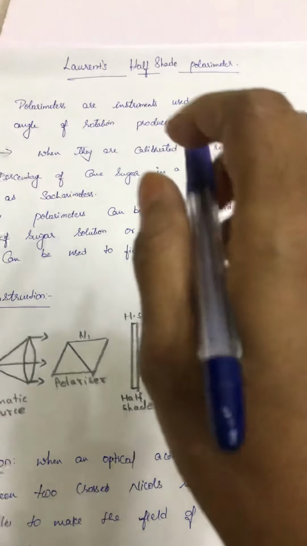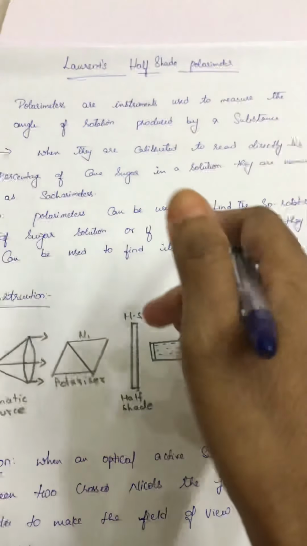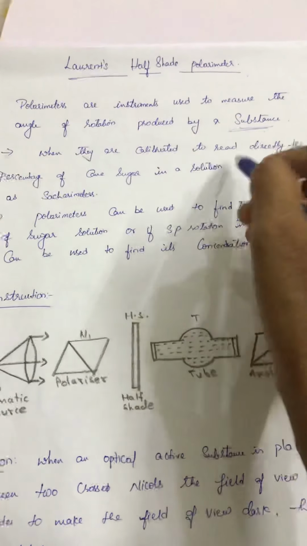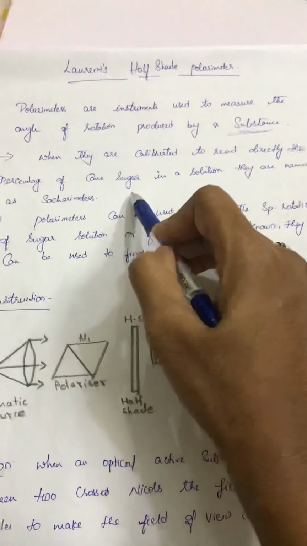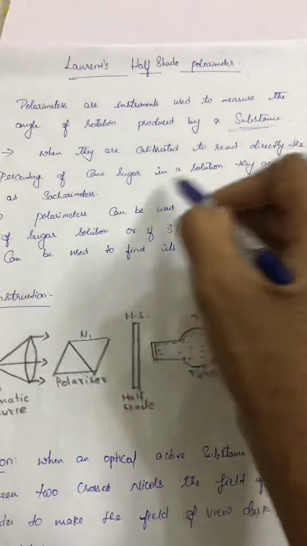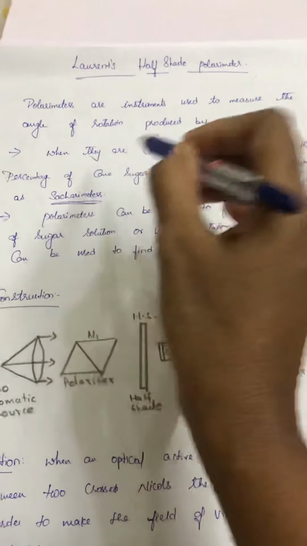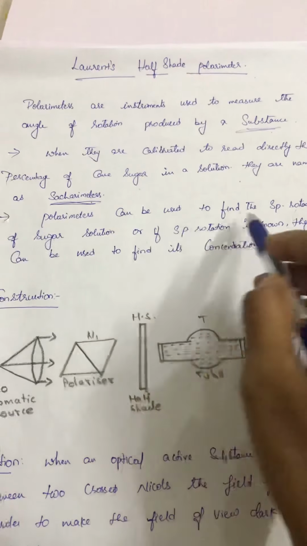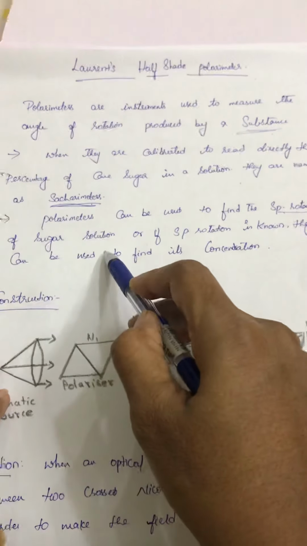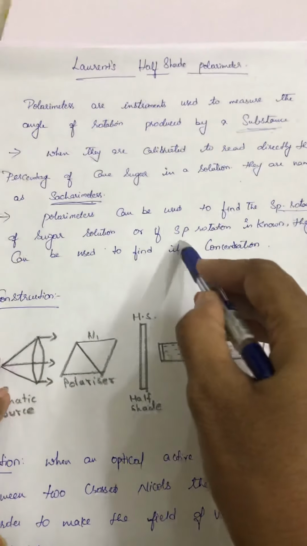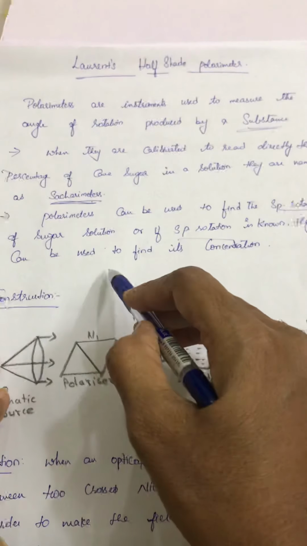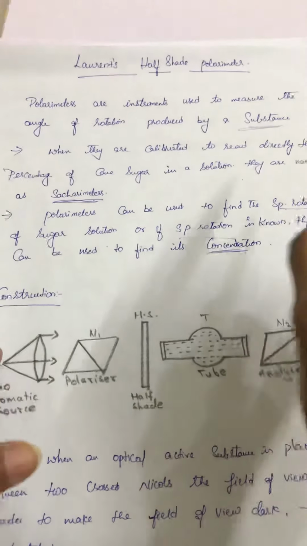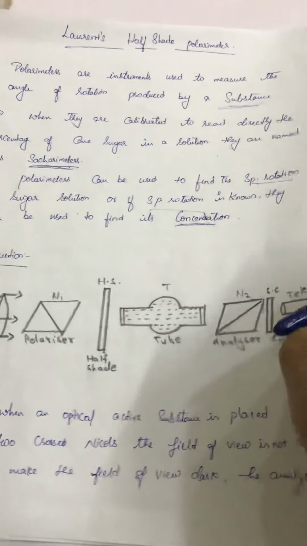It is an instrument used to measure the angle of rotation produced by a substance. When calibrated to read the percentage of cane sugar in a solution, it is named a saccharimeter. Polarimeters can be used to find the specific rotation of a sugar solution. If we know the specific rotation, we can use it to find its concentration. Now let us see its figure.